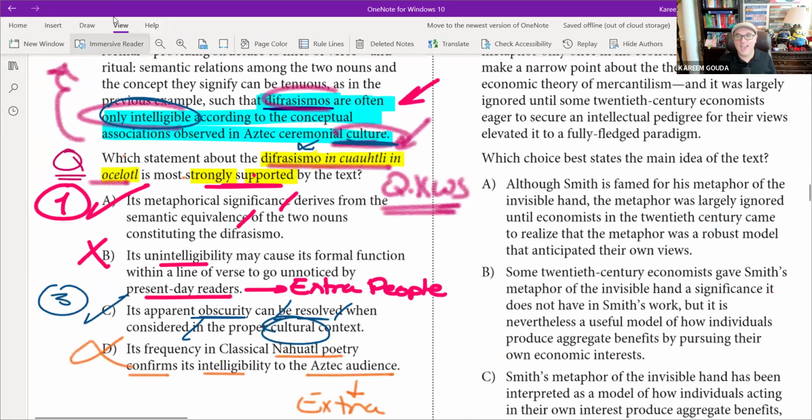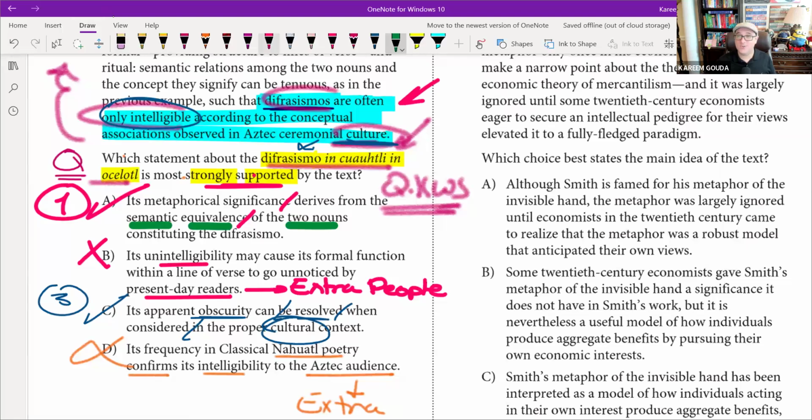Look at A. Its metaphorical significance, and this is such a great one. Habiba, you're a genius. derives from the semantic equivalence of the two nouns. What is the meaning of semantic? Who knows?